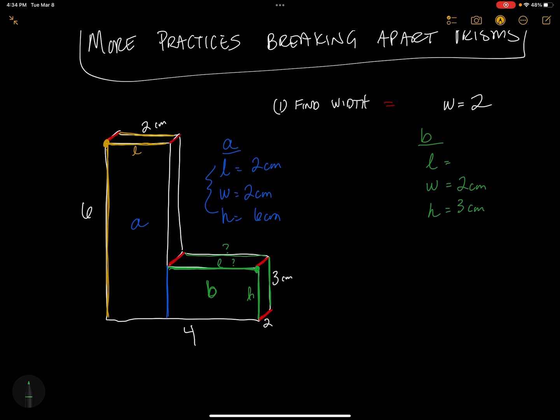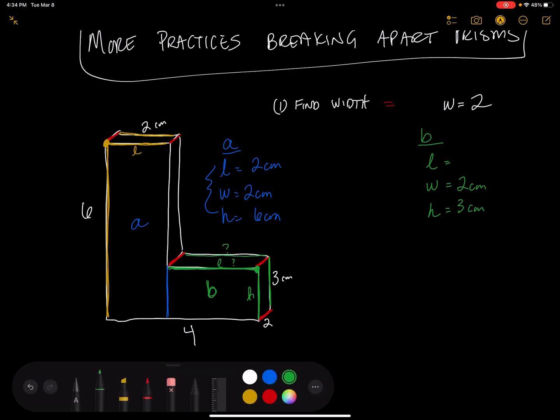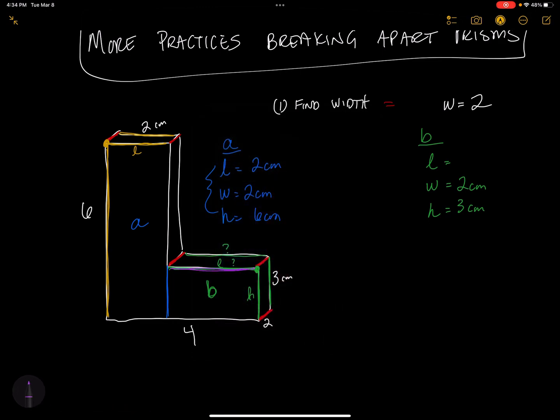Okay, so remember, when you have 2 of them together, let's get purple so it's a different color. This piece and this piece, the length of A and the length of B, if you add the length of A and the length of B together, you get the whole length, this whole entire distance from here to here. You add them together, it gives you the whole entire length.